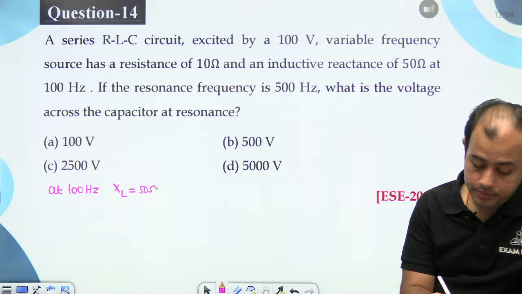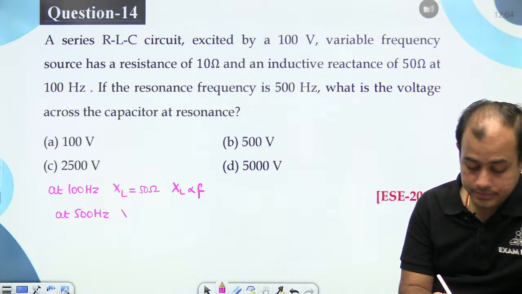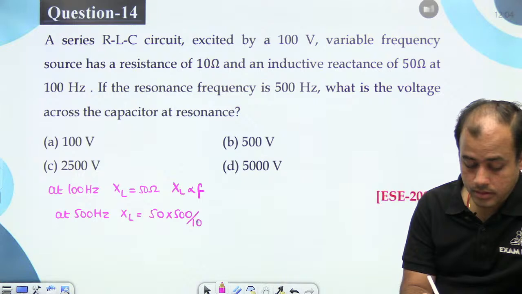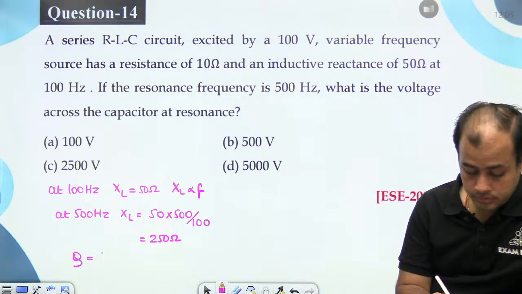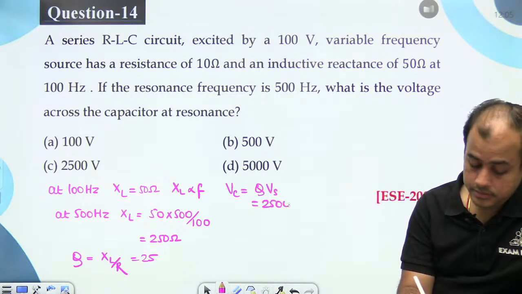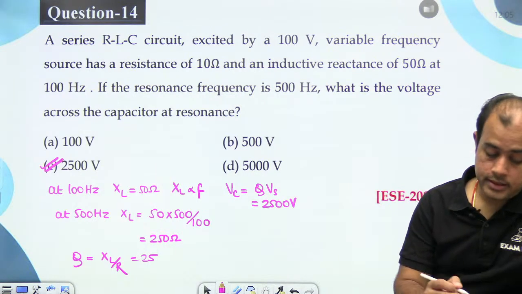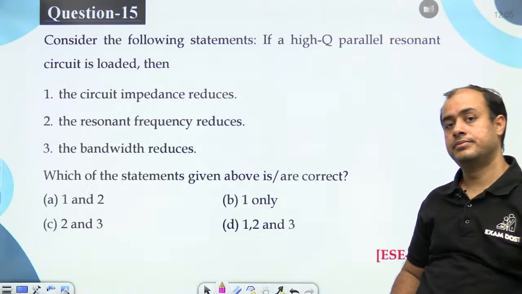चलिए बेटा, एट 100 हर्ट्ज XL is 50 ohm. Now XL is proportional to frequency. So at 500 hertz, capacitor voltage at resonance is QVS. So answer is C. That is why quality factor is called magnification factor.